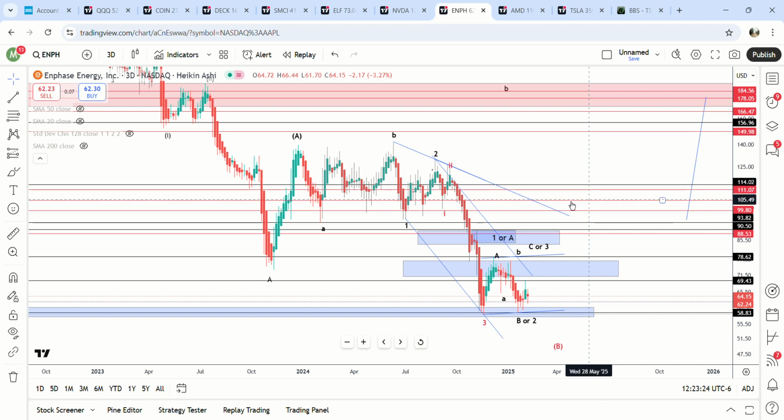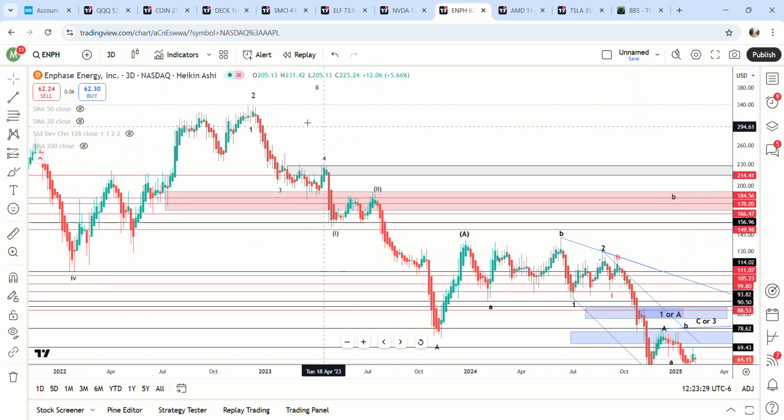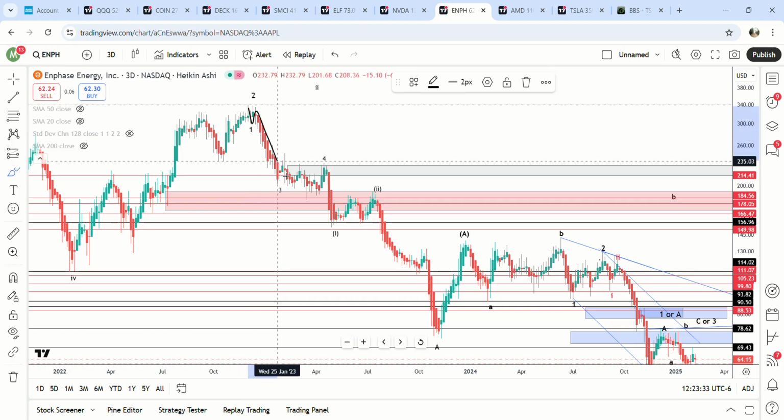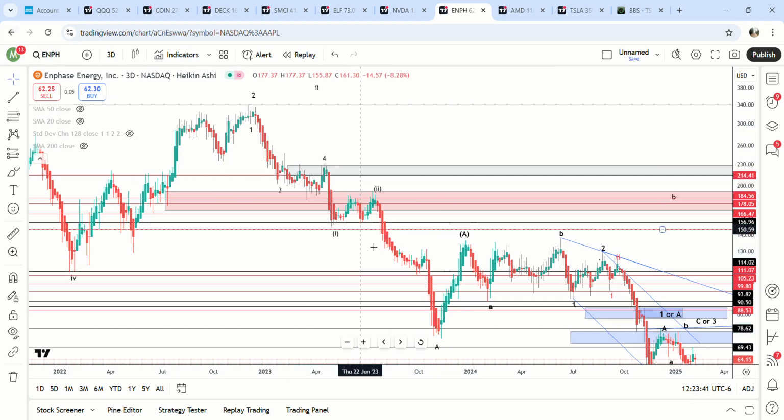All right, update here on ENPH. Out here on the 3-day time frame, let's go over the overall chart first. So we have 1, 2, 3, A, B, C, 4, 1, 2, 3, 4, 5. 9 waves to get down here to the end of the A wave.